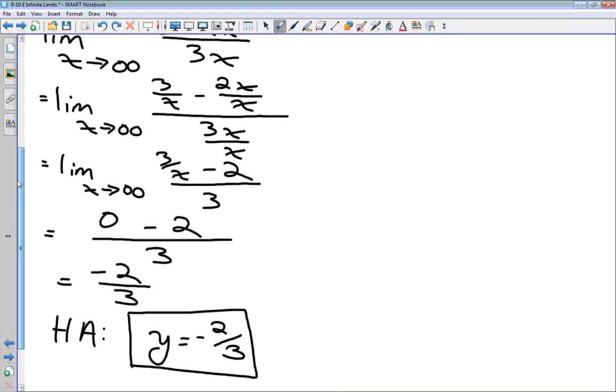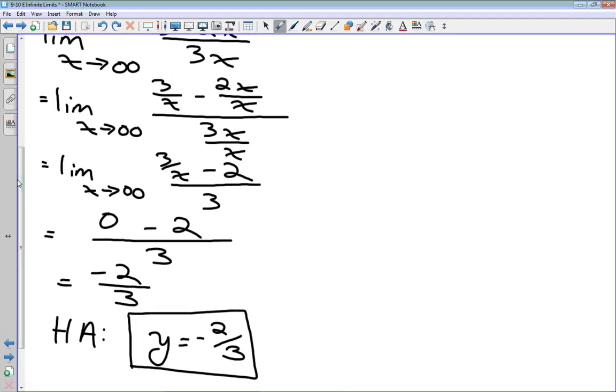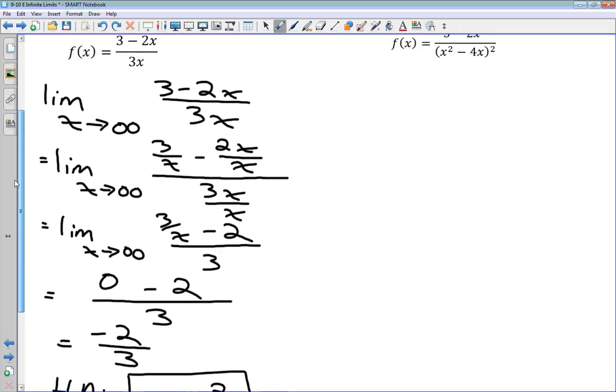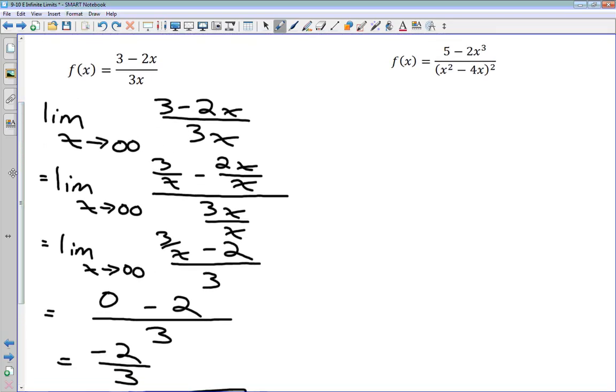So let's take a look at one more example here. I've got f of x equals 5 minus 2x cubed divided by x squared minus 4x all squared. Again, if I want to find the horizontal asymptote here, I am going to take the limit as x tends to infinity of this function.